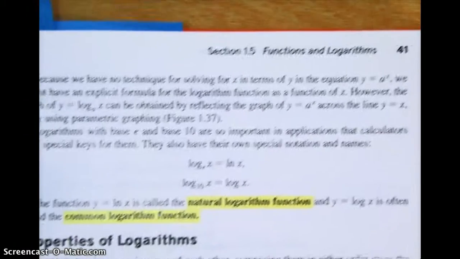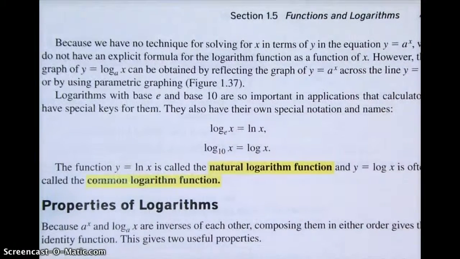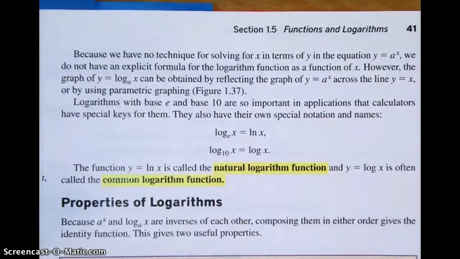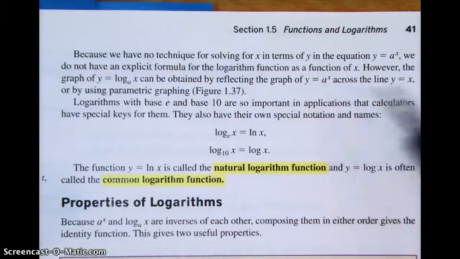Well, because we have no technique for solving for x in terms of y in this exponential equation, there's no algebra thing you can do, so far, we don't have an explicit formula for the logarithm as a function of x. However, the graph can be obtained by reflecting the graph of the opposite or inverse function across the line y equals x. That was covered in yesterday's video.